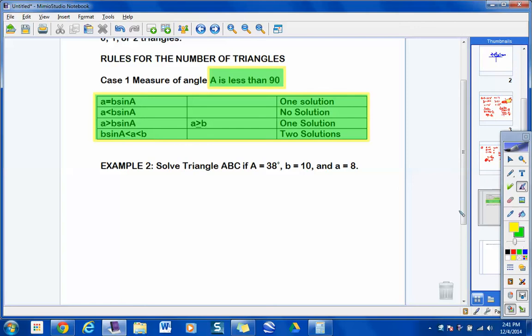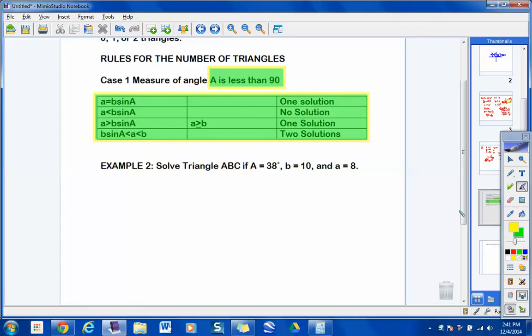I'll make some room for case 2 here in a second, but in example 2, here's the deal. It says solve the triangle ABC if angle A is 38 degrees. Does this fit the idea that angle A is less than 90 degrees? You guys okay with that? All right. So here we know that B is 10 and side A is 8.